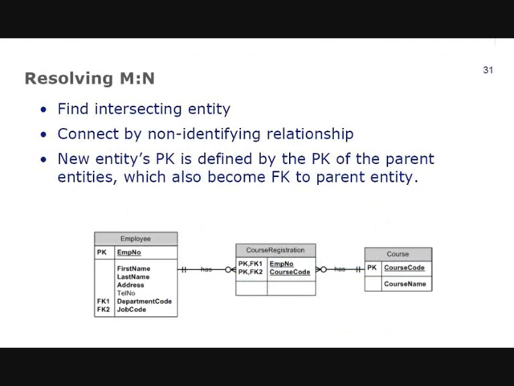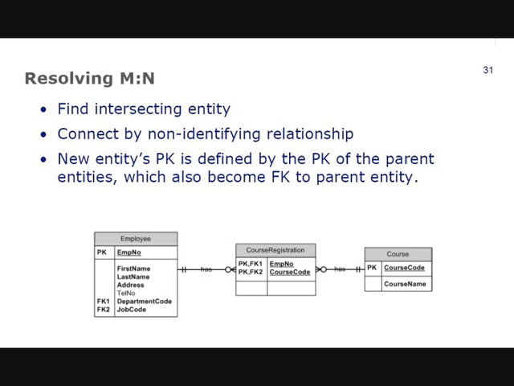So if we go back to the crow's foot notation, you get used to both. How we're going to deal with that is we're going to find an intersecting entity. So we say, okay, we have our employee, and we have our course, and what we find is the intersection entity, which might be called course registration, and that is going to have an employee number and a course code. And that is going to be one to many, because an employee has many course registrations. Each course registration is for one employee. A course has many course registrations, but each course registration is for one course.